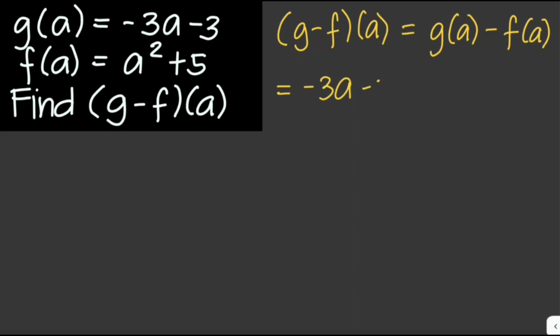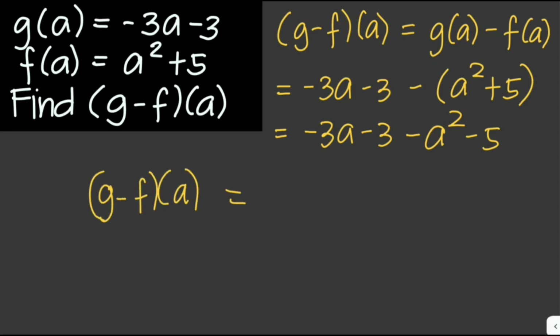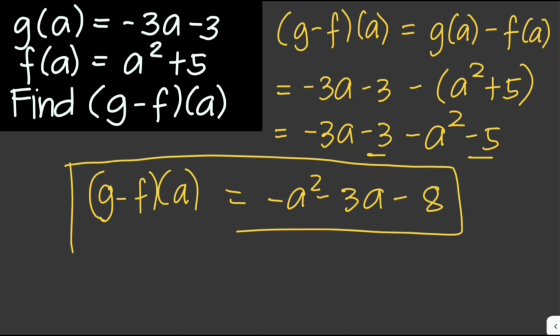negative 3a minus 3 minus a squared plus 5. So this is negative 3a minus 3 minus a squared minus 5. And then we group like terms. So g minus f of a. We can group negative 3 and negative 5. So this is just negative a squared minus 3a minus 8. Therefore, g minus f of a is just equal to negative a squared minus 3a minus 8.